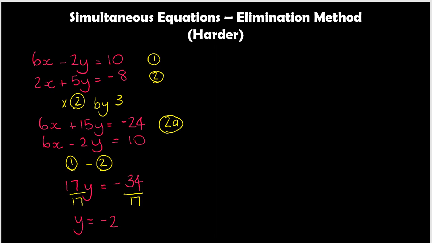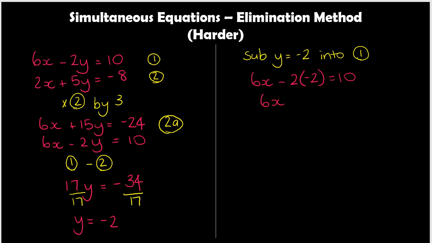As always, we never just get one answer. Every coordinate has an x and a y. So now I'm going to sub y equals -2. Remember again, you can sub it into any equation you like. I tend to be quite lazy and just sub it into the first one. Not lazy, but just it's the most convenient, I guess.